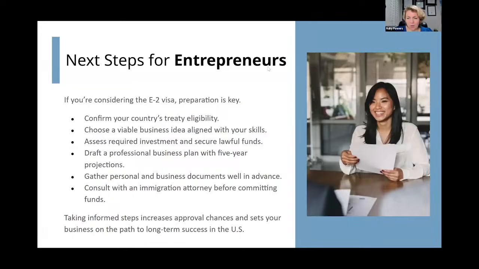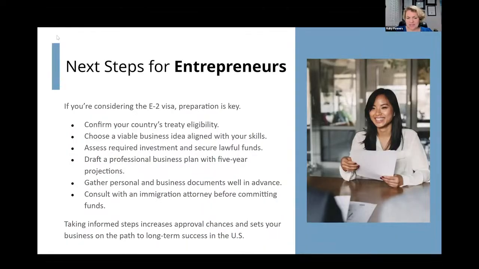So find out if you're eligible, choose a viable business idea. Maybe you want to buy one that you are interested in. Maybe you want to turn a hobby into a business. Maybe you want to invest in an existing business. You need to own at least 50% of it. So really do your due diligence and then make sure you can access the investment, secure the lawful funds. You can show where the funds came from, work together, get a business plan, have the growth and business documents well in advance, and definitely consult an immigration attorney.